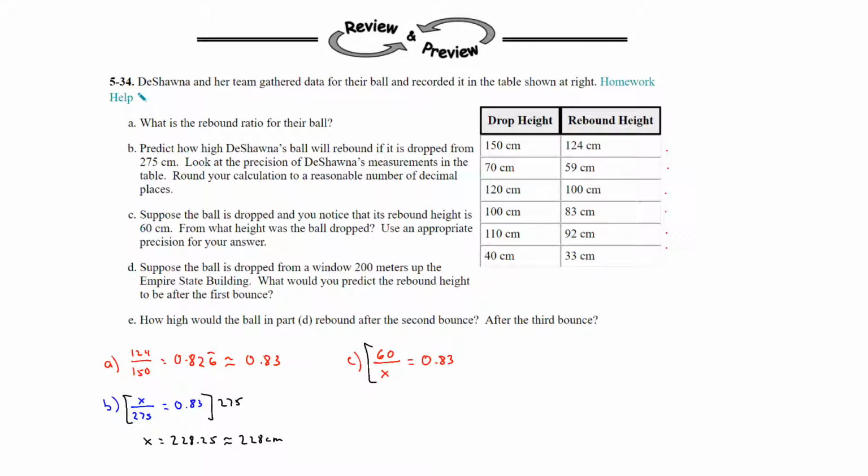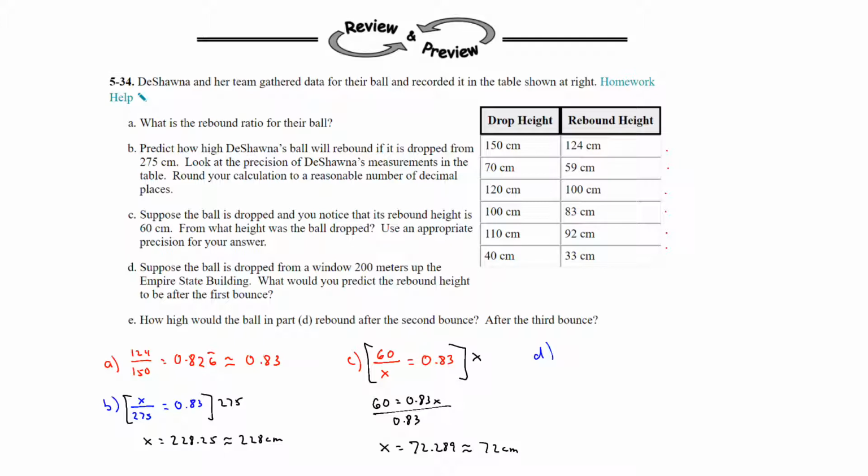So we're going to solve this one the same way that we solved B, except now we're going to multiply both sides by x. And by doing that, that doesn't solve the problem in one step because that just gets the x out of the denominator. Now we can go ahead and divide by 0.83, and we're going to get x is equal to 60 divided by 0.83, which is 72.289. It actually just keeps going, so this is approximately, because we want everything rounded to the nearest centimeter, 72 centimeters.